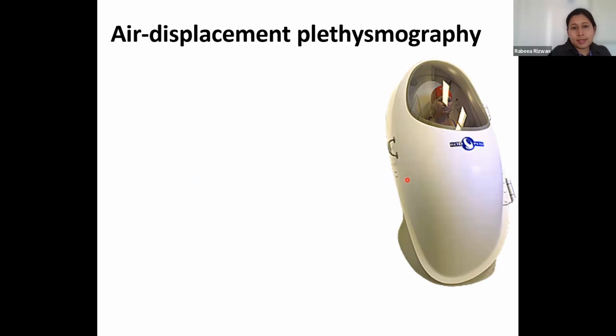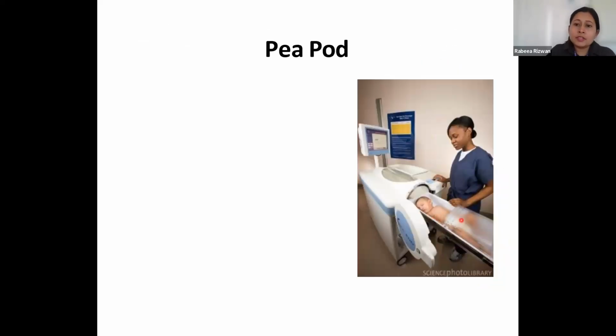Now, can you identify these pictures? What is this? And why is it used? Yes, this is an air displacement machine, plethysmography. It is used to measure body composition by calculating the amount of air displaced, particularly the volume of a body. And this one, to measure infants, is called a Pea Pod, which works by displacing air.